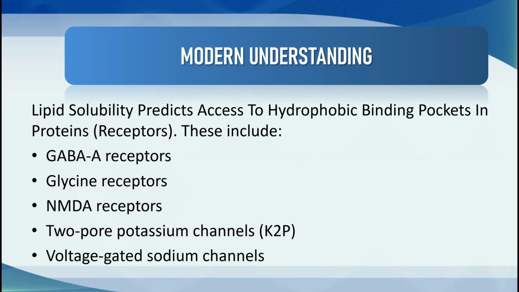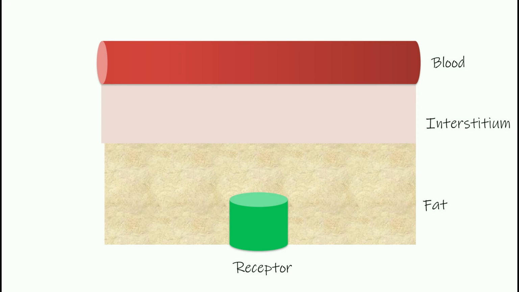In other words, receptors. So within these lipid areas, we have our receptors: GABA A receptors, glycine receptors, NMDA receptors, 2-pore potassium channels, voltage gated sodium channels. And these are the receptors and the channels through which anesthetics actually work. So why is the lipid thing important? I'm going to try and illustrate this. In this cartoon, we have 4 components. On the top is the blood, then the interstitium, and then the receptor for general anesthesia embedded in fat.